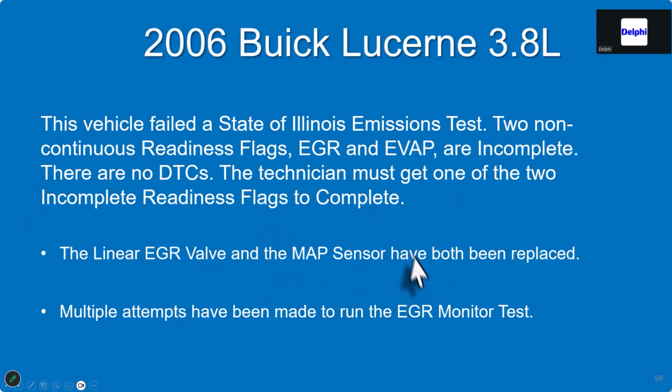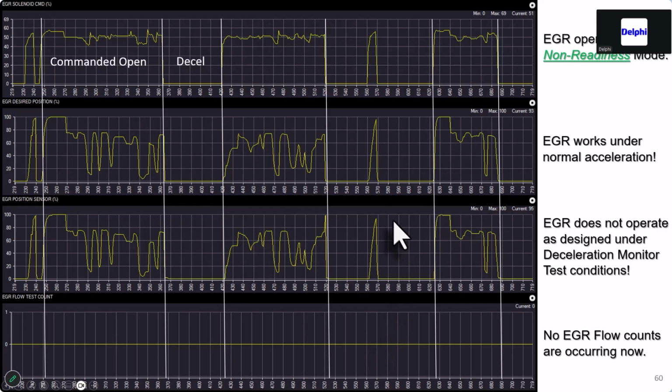Now remember, that's the reporting component. So he put a new reporting component in. He put a new valve in. After multiple attempts, he couldn't get it. So he sent me some Snap-on captures, which we analyzed. And this is the left-hand side of the screen. This is what we call the non-readiness mode. The EGR is working as designed. What it's not doing on decel is checking it for flow. There must be a reason why, but there are no counts here to check it for flow.